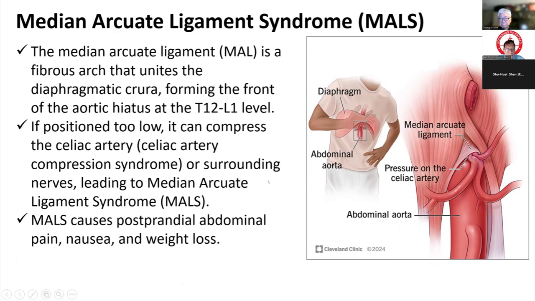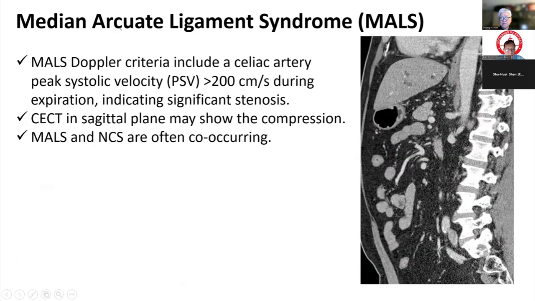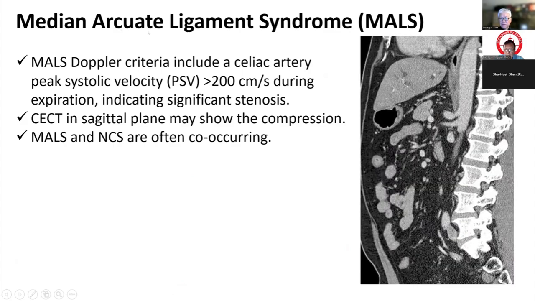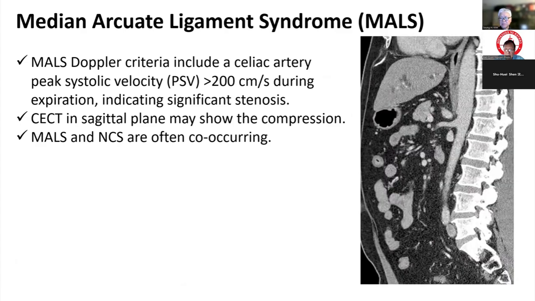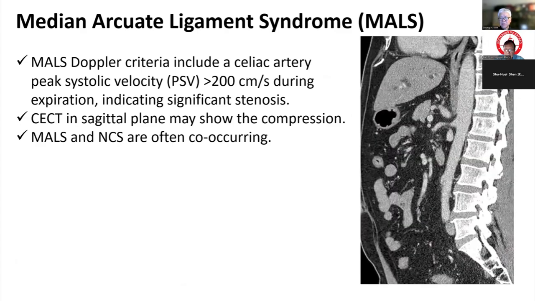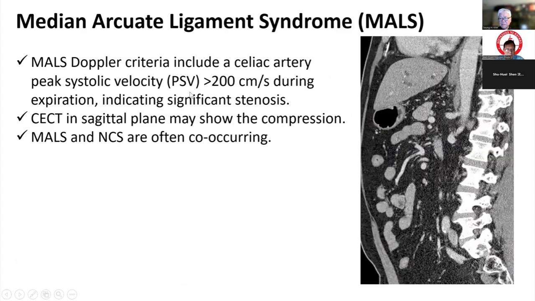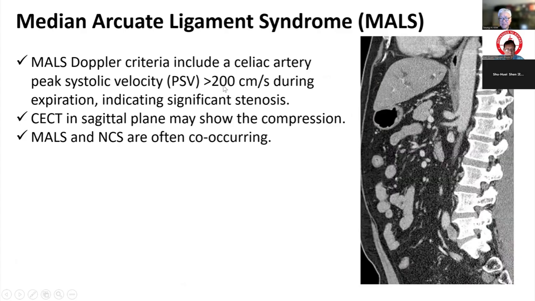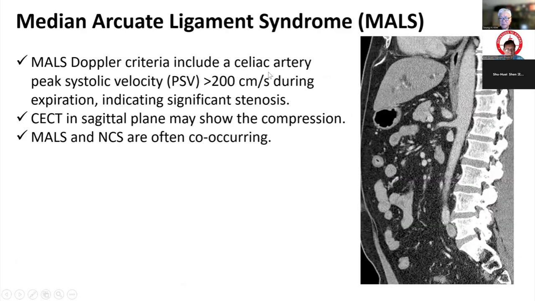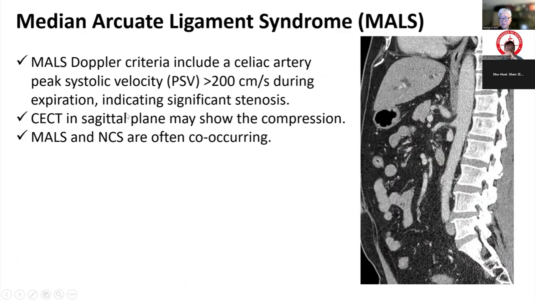This median arcuate ligament syndrome sometimes coexists with the Nutcracker syndrome. It has a Doppler criterion: if the maximum flow at the proximal celiac artery exceeds 200 centimeters per second, this is the Doppler diagnostic criterion.